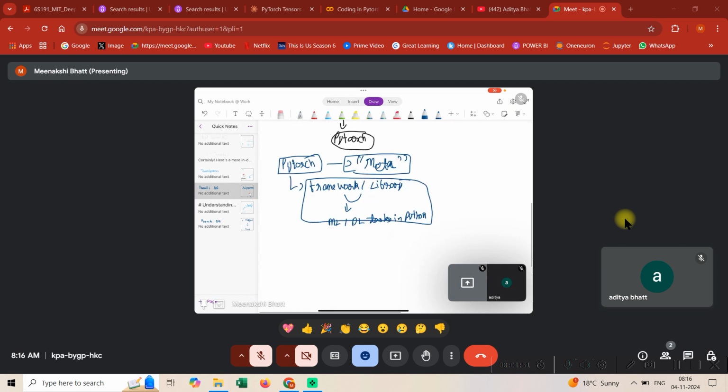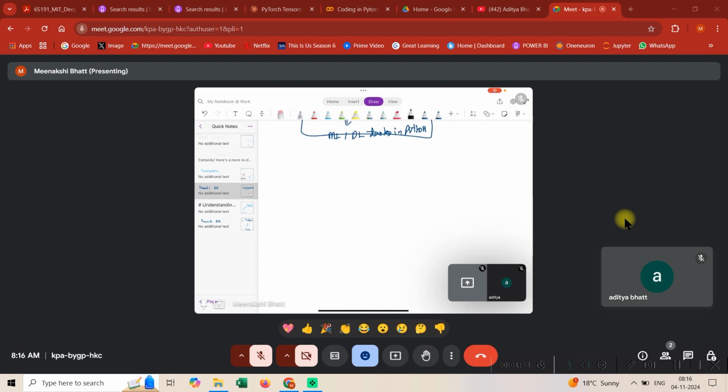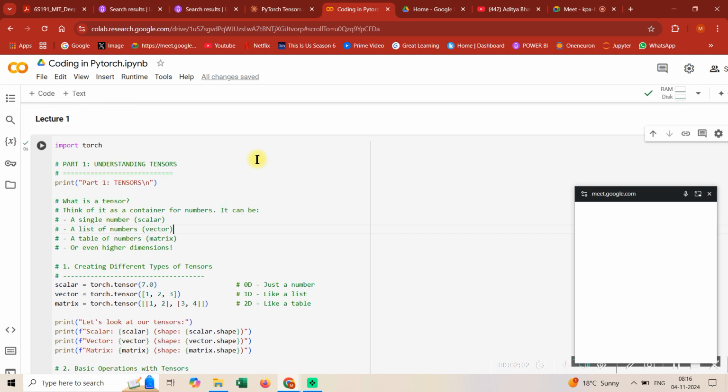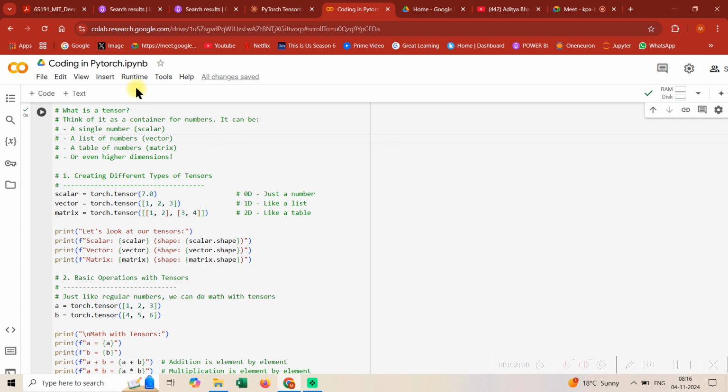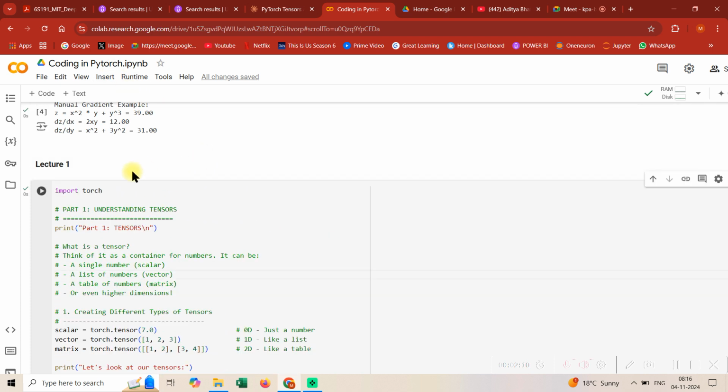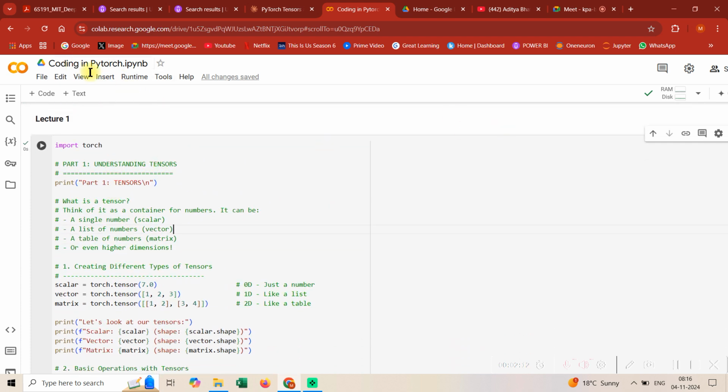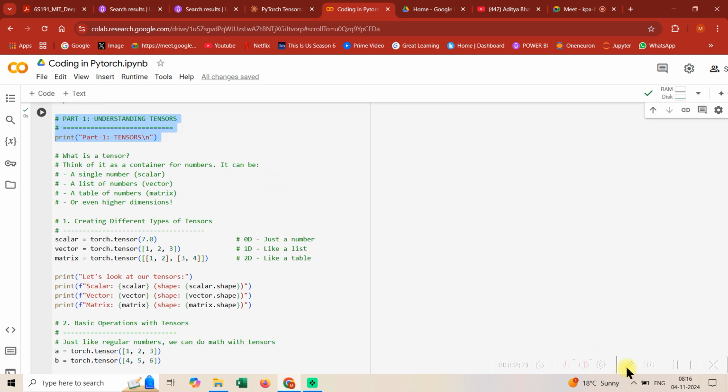Now let's go to our coding canvas and see what we have for today. When it comes to PyTorch, you just need to open Google Colab, and then you can start from here. I'll be sharing the Colab notebook link with you. Part 1 is essentially understanding tensors, so today we'll be talking about tensors a bit.